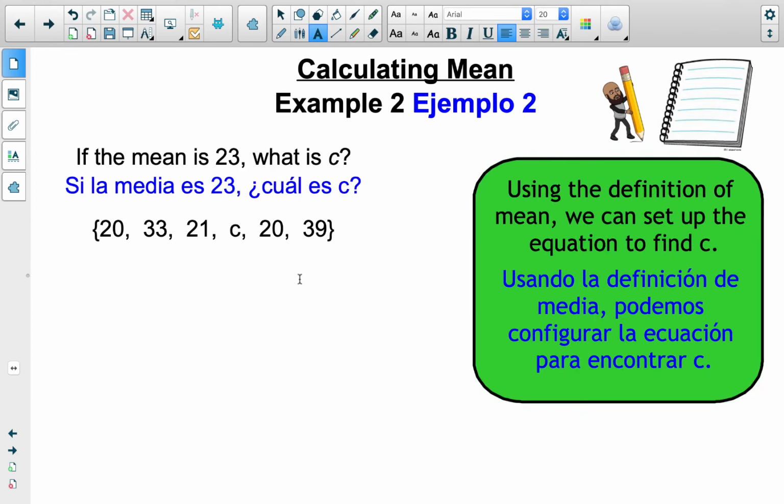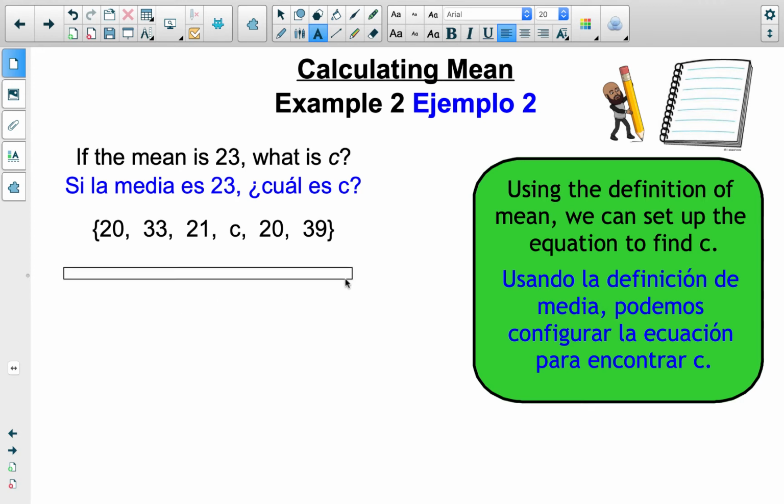Now, example number 2 here. Once again, make sure you're writing this down. If the mean is 23, what is C? So we have this data set, and using the definition of mean, we're going to find C. To be clear, C is a variable, an unknown. We're not sure what it is. But we know when we add these 1, 2, 3, 4, 5, 6 different values together and then divide by 6, we get 23.